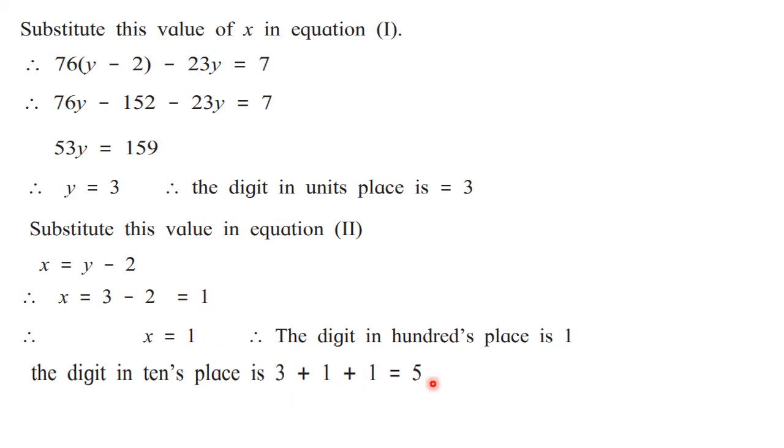So in this way, we got all the three digits. Hundreds place, that is 1. Tens place, that is 5. And units place, that is 3. So finally, the number we will get is 153. Therefore, the number is 153. Okay. So in this way, you are going to find it.